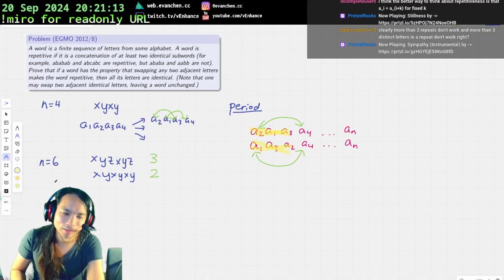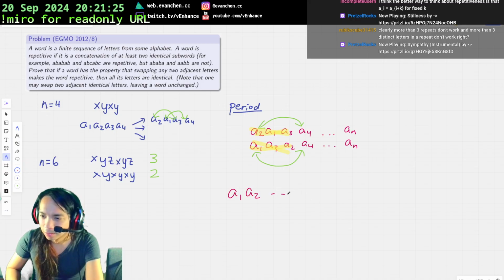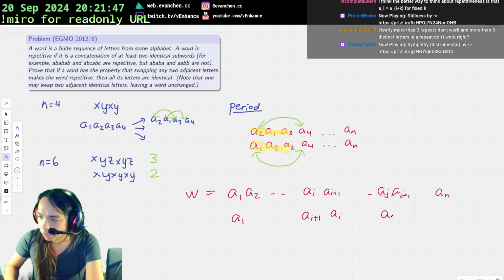Okay, I'm trying to decide what the least annoying thing to do is. Let's say we have two things with the same period and they differ only in a single pair i, j. So a1, a2, and everything else looks basically the same. And then somewhere else, we'll put a_{j+1} here. So this is the original word, and a1, a_{i+1}, a_i, a_{j+1}.